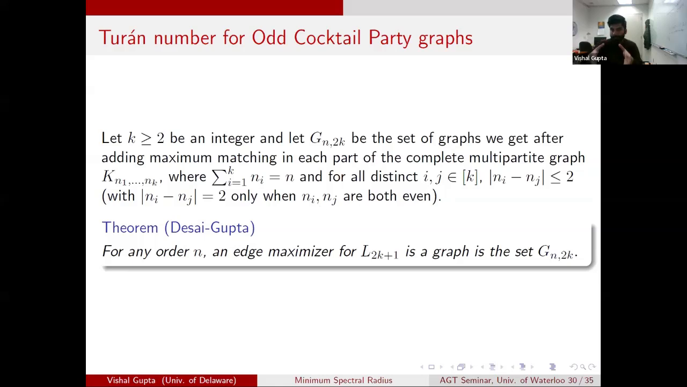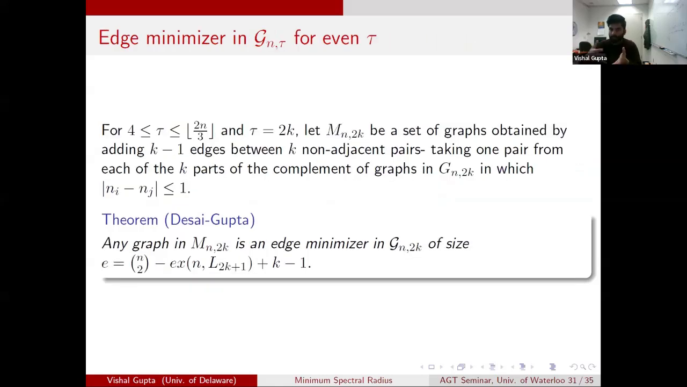So now we have the edge maximizer. To get the edge minimizer, we take a complement of it. But the complement of this graph in this set G(n,2k) is not connected. It has k components. And we can connect it by adding k minus 1 edges, but there are many ways to do that. The one way that we focused on is this set M(n,2k), where we are taking only those graphs where the difference was at most 1. And we are adding these k minus 1 edges in the following way. In each of the parts, we are taking one non-adjacent pair. So we have k non-adjacent pairs. And we are using only these k non-adjacent pairs to add these k minus 1 edges to get this connected graph.